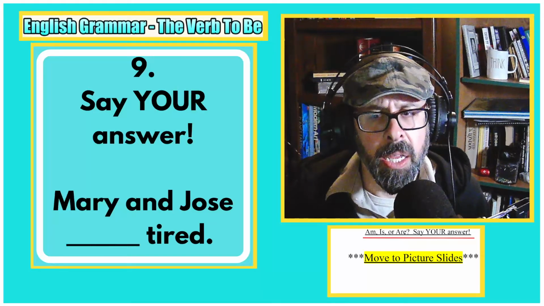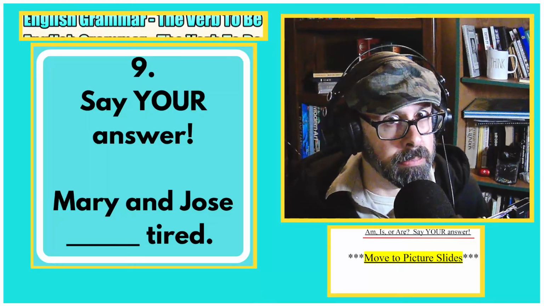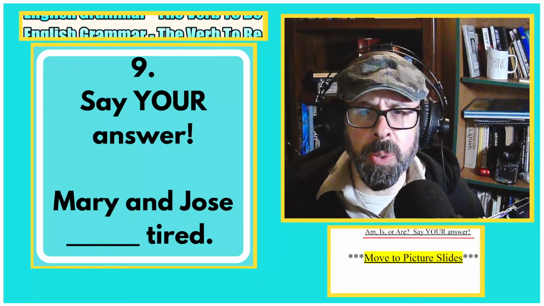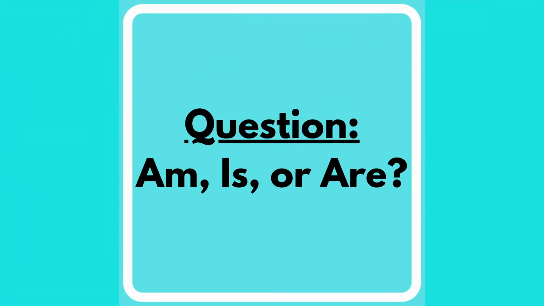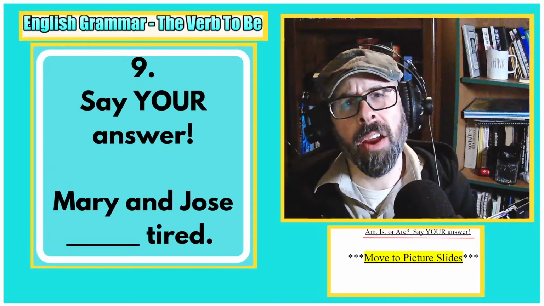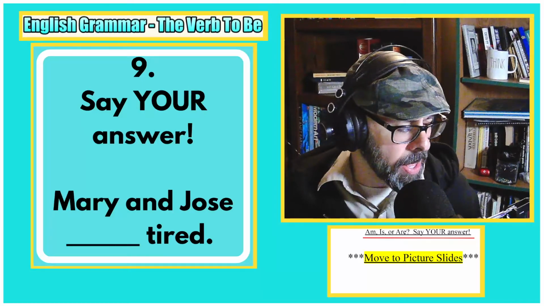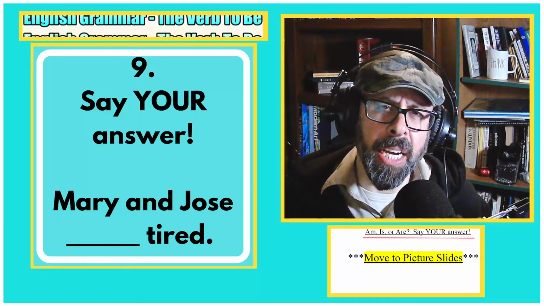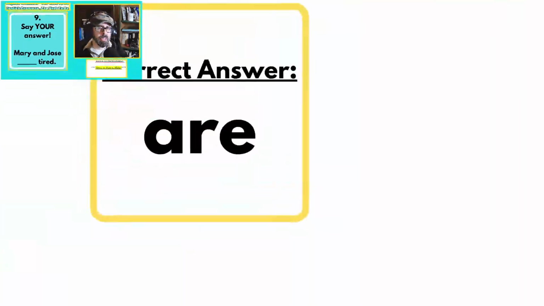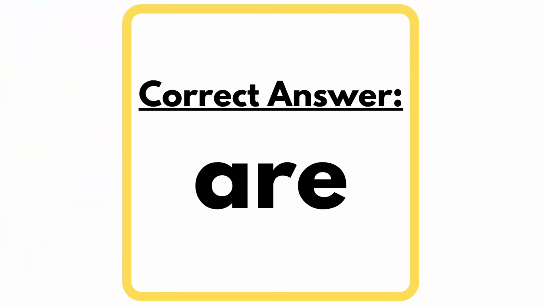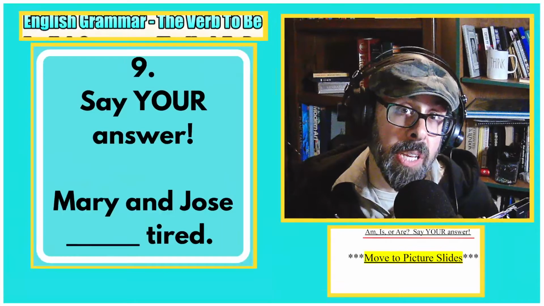Okay, number 9. Mary and Jose, tired. Which one is correct? Am, is, or are? Correct answer: Mary and Jose are tired. Okay, correct answer, are.